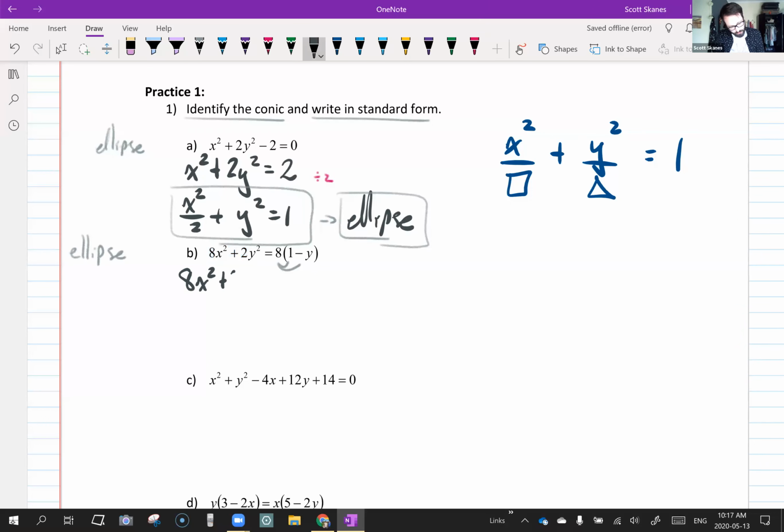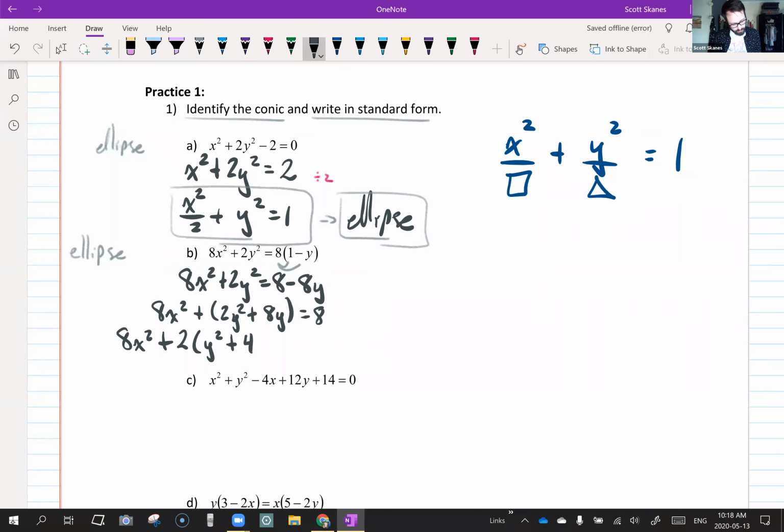This is x squared plus 2y squared equals 8 minus 8y. I'm going to move it to the left side. Those are all my x's. 2y squared plus 8y equals 8. All right, so now I can definitely see it's an ellipse, but I'm going to wait till the end to write that down. I need to complete the square on the middle here. Take the 2 outside. That's this. Divide 4 by 2, square it, I get back 4.